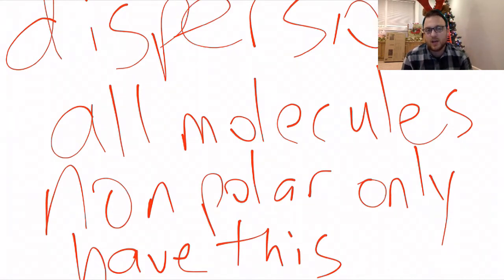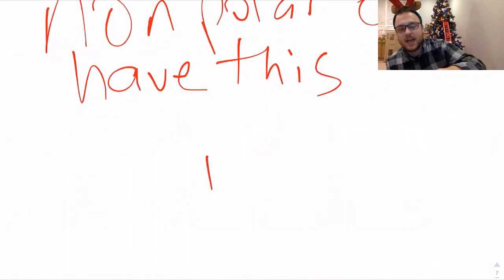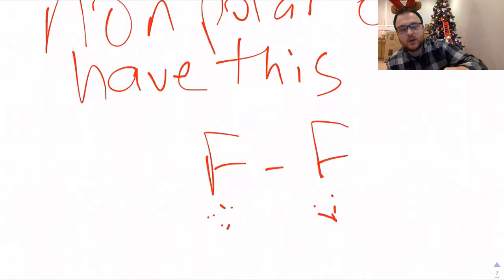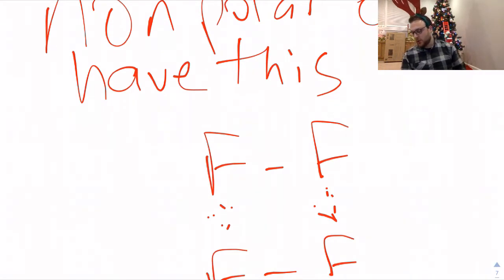So if you were to look at FF, and you want to identify what IMF exists between these fluorines, we would say dispersion, because fluorine is not polar. Therefore, the only attraction it has is dispersion. And we know for fluorine, this is a weak IMF.